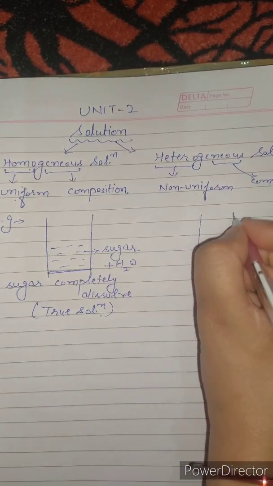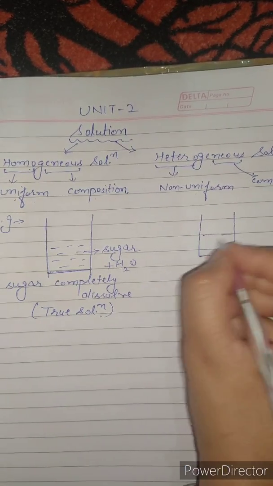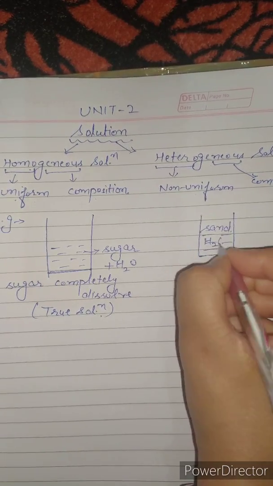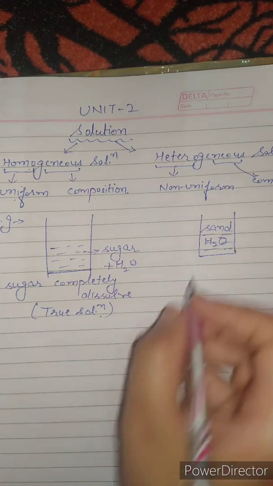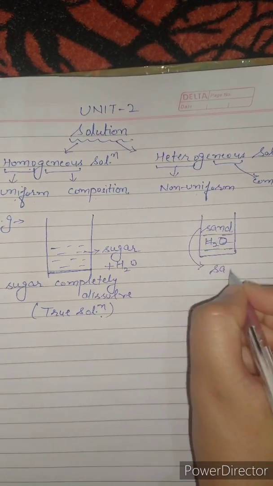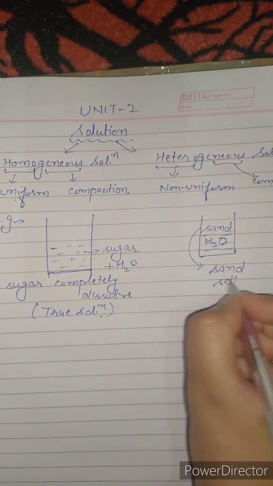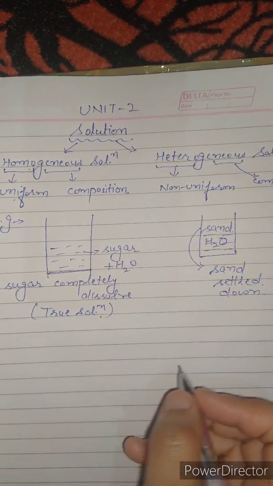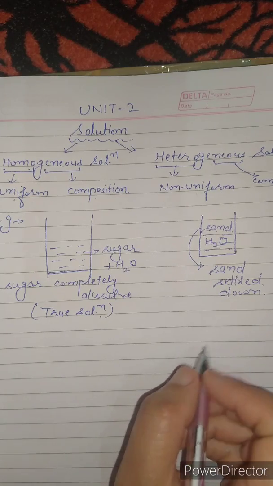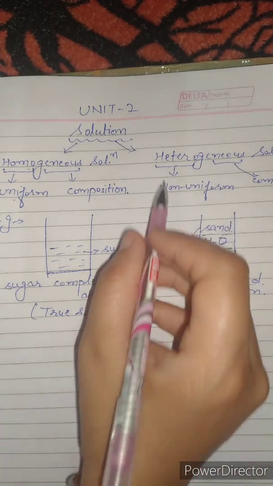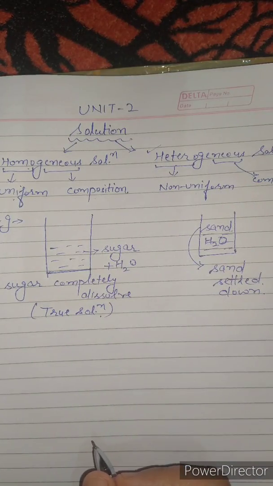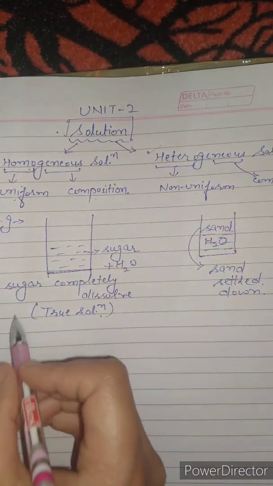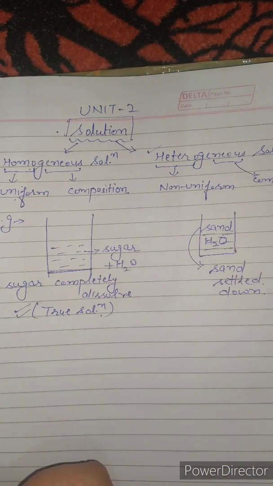But in another container we mix sand inside the water. Then after some time sand settles down as we stop the stirring. It means it is a heterogeneous solution. In this chapter, Solutions, we only discuss the true solutions.